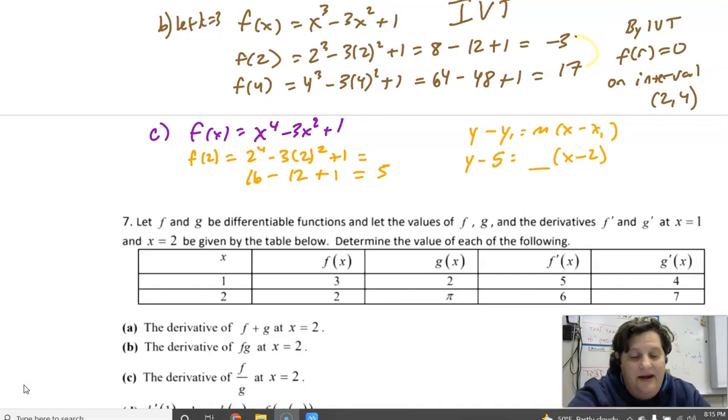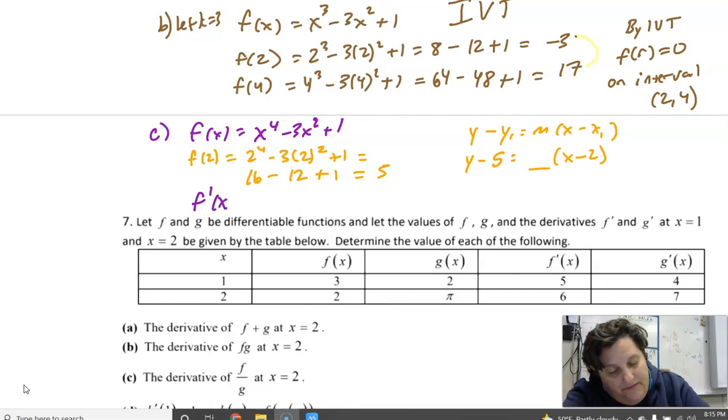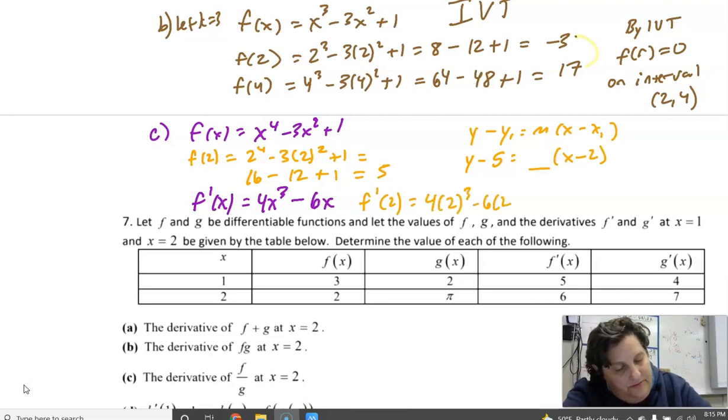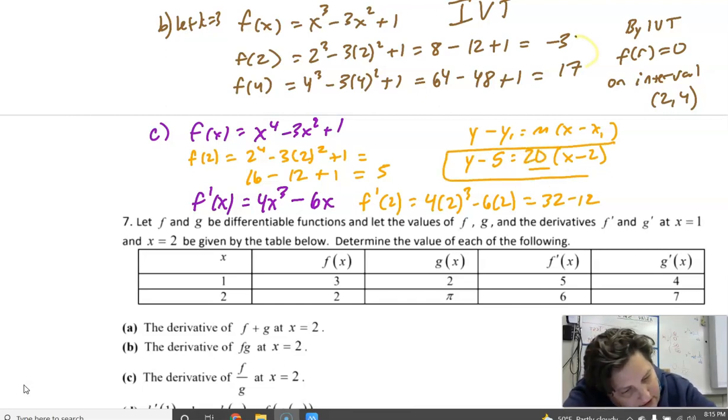And then I have to find m. And how do I find m? Well, I find that by plugging into the derivative. So the derivative is 4x to the third minus 6x. Now, when I plug in 2, I get 4 times 2 to the third minus 6 times 2. So 8 times 4, that's 32, minus 6 times 2 is 12. So that's 20. Boom, equation of my tangent line. All right.